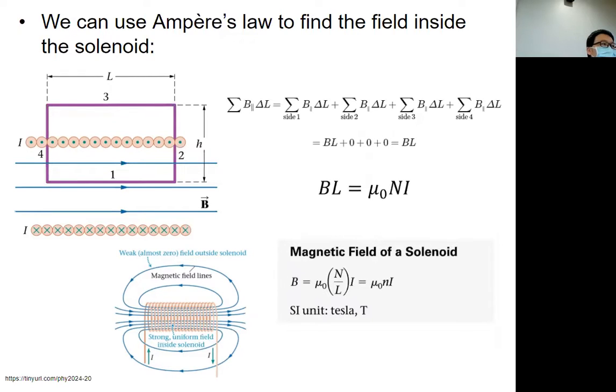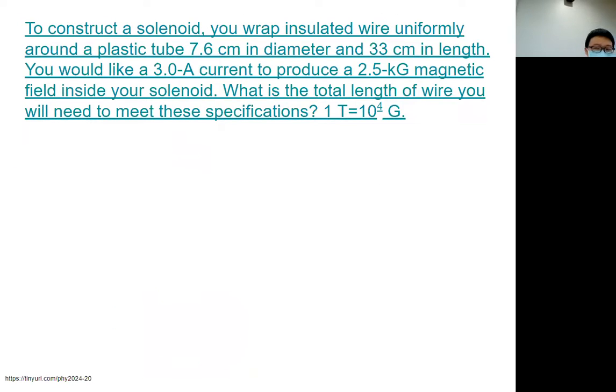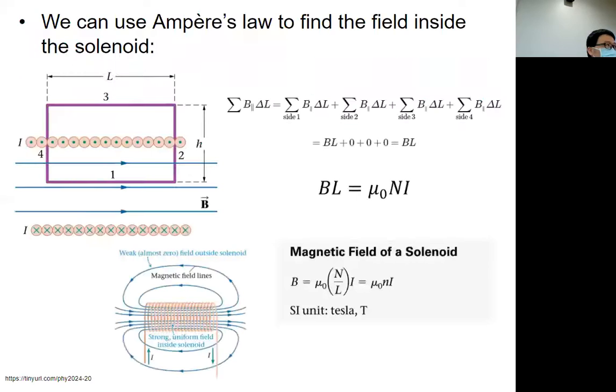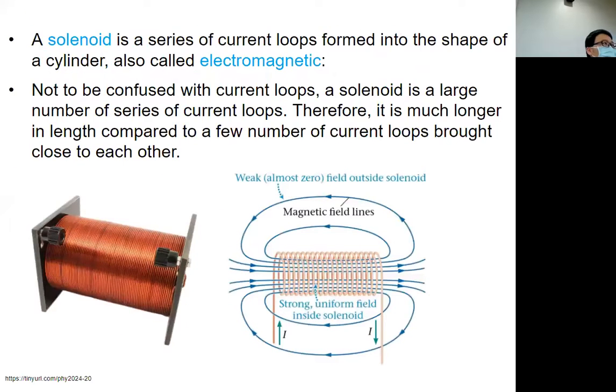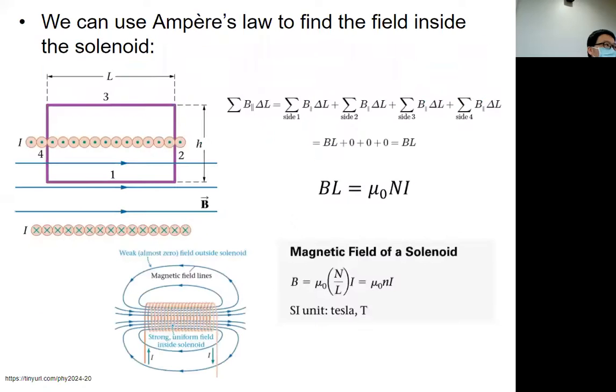So this is the magnetic field for a solenoid. I don't know if I forgot to mention, but a solenoid is just a series of current loops formed into the shape of a cylinder. That's called a solenoid. Typically it has many turns, hundreds of turns. If you have just a few current loops, we'll just say they are current loops, but if you have hundreds of loops, then you can call it a solenoid.